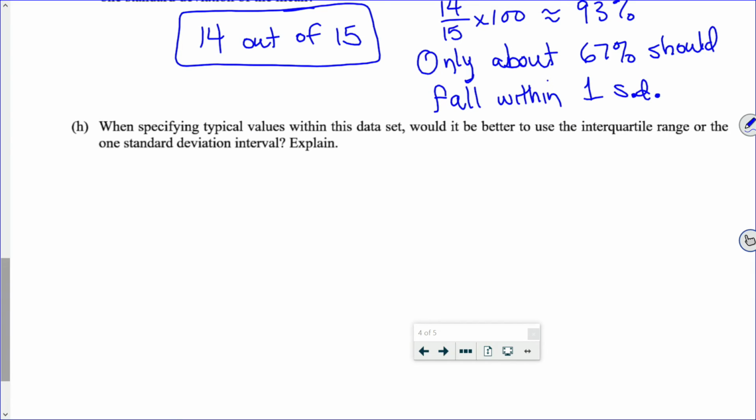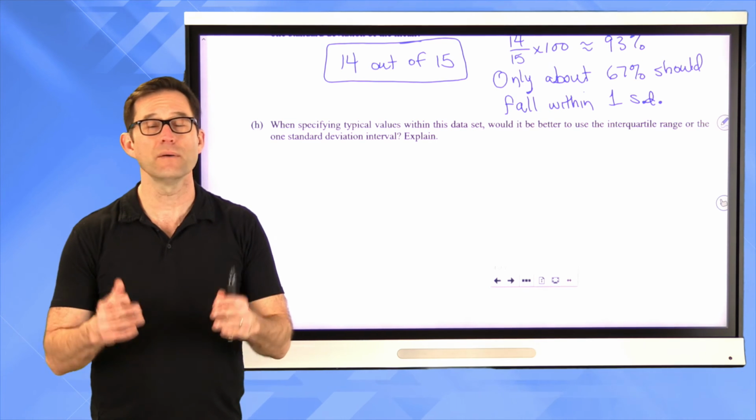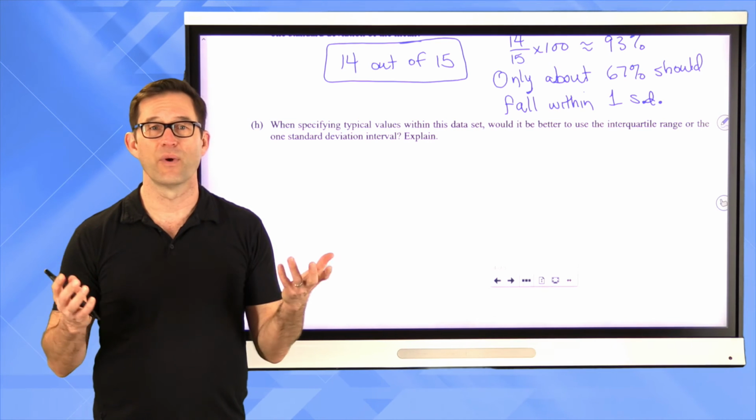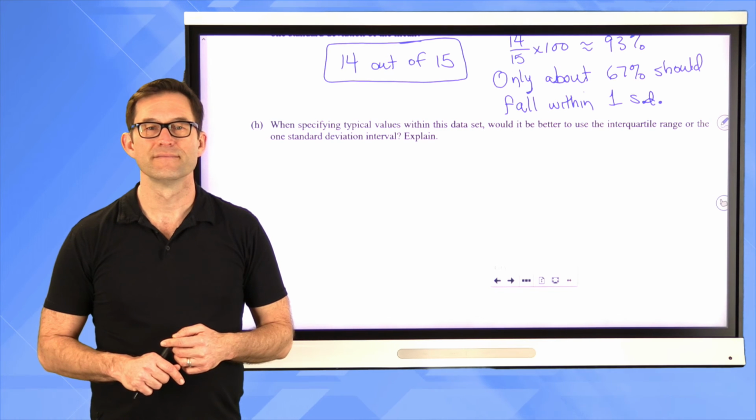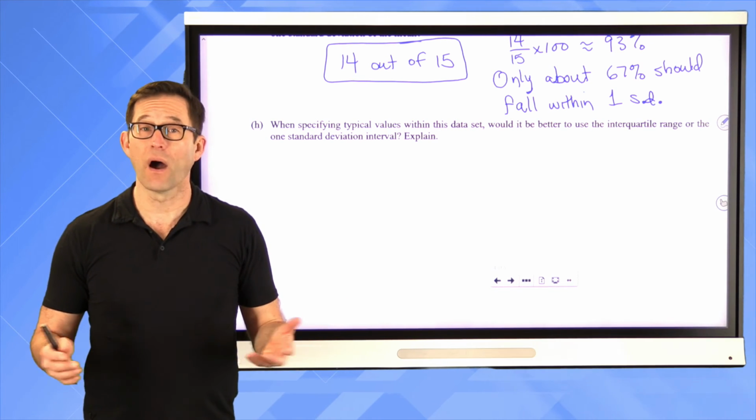So let's take a look at letter H. When specifying typical values within this data set, would it be better to use the interquartile range or the one standard deviation interval? Explain. Okay, well, pause the video now and write down your answer.